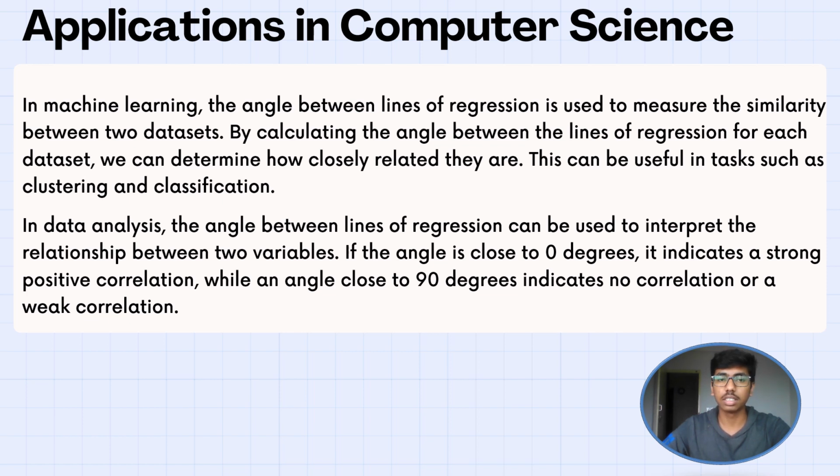In data analysis, the angle between lines of regression can be used to interpret the relationship between two variables. If the angle is close to 0 degrees, it indicates a strong positive correlation, while an angle close to 90 degrees indicates no correlation or a weak correlation.